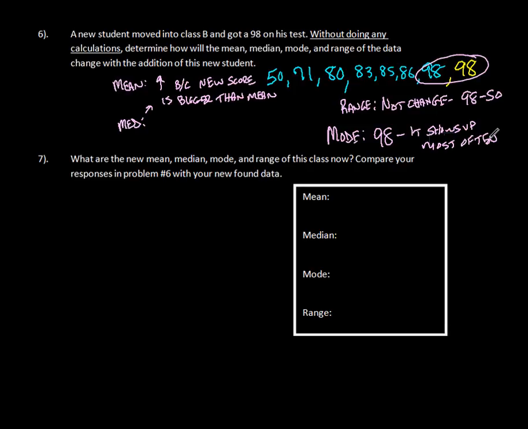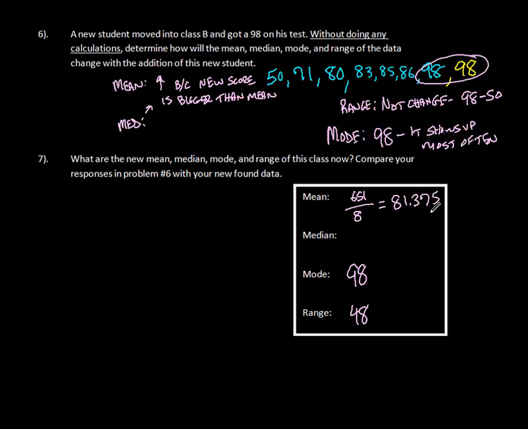Okay? And in number 7, we're just going to actually say what those numbers were. So we already said the range didn't change. So it was 48, it stays 48. The mode is now 98. To find the mean, we're going to add all these numbers up and divide by how many there are. Be careful, there's now not 7 numbers, but 8. So I add them up, I'll get 651, divide by the 8 numbers, and I'll get like 81.375.